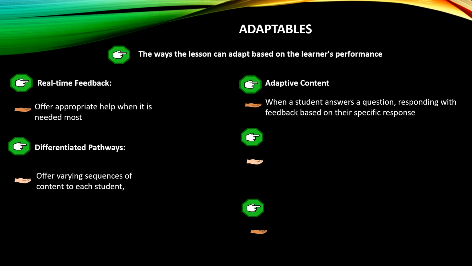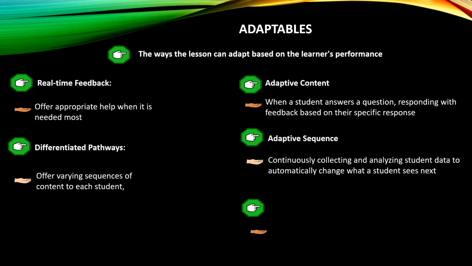Adaptive content. When a student answers a question, respond with feedback based on their specific response. This is an upgrade to telling students their answers are correct or incorrect without explaining why. Adaptive sequence. Continuously collecting and analyzing student data to automatically change what a student sees next, from the order of skills a student works on to the type of content received.